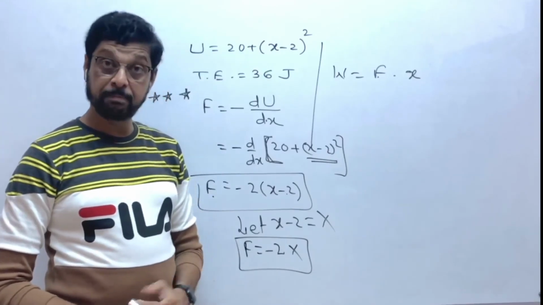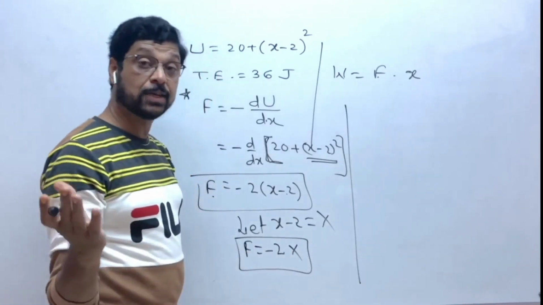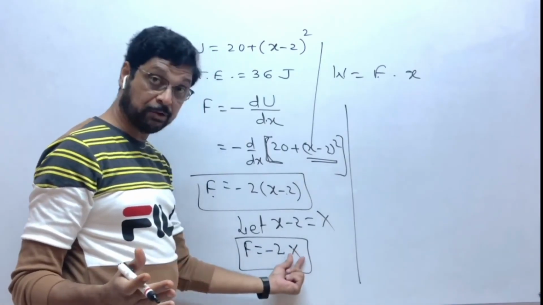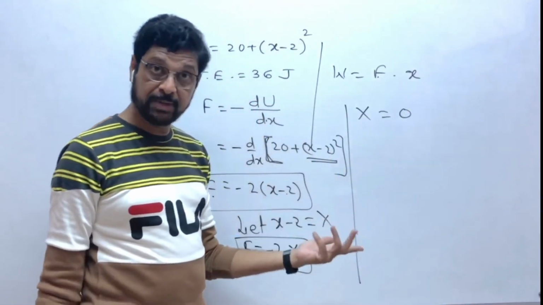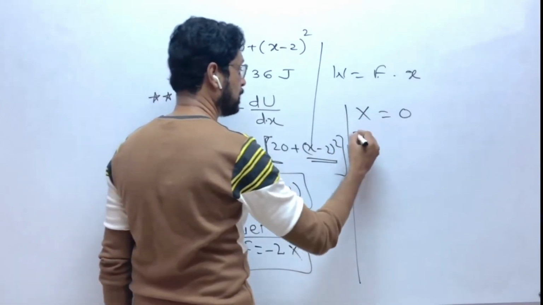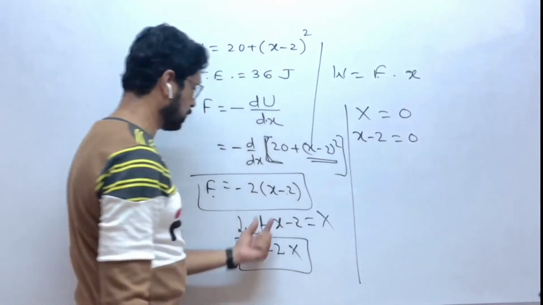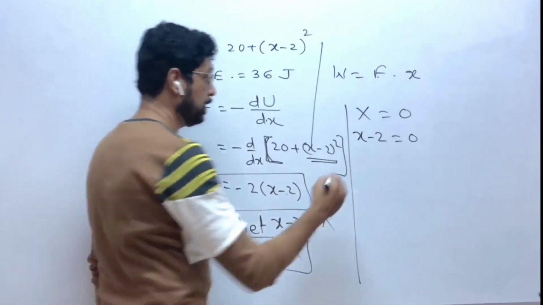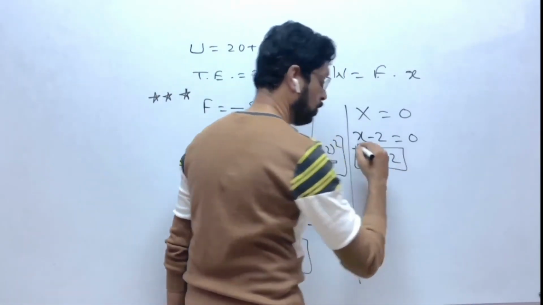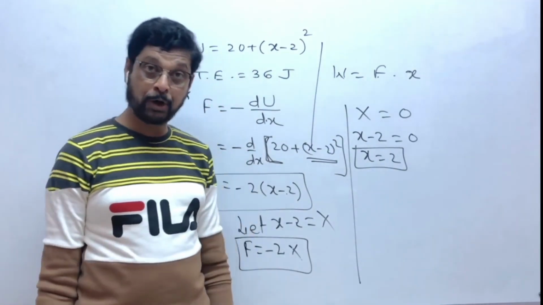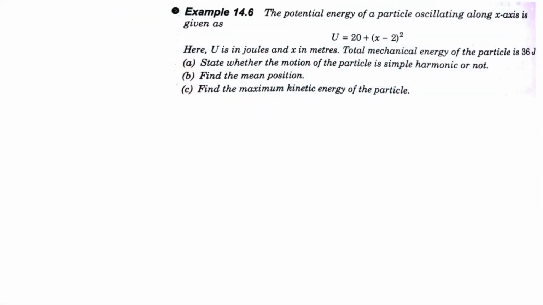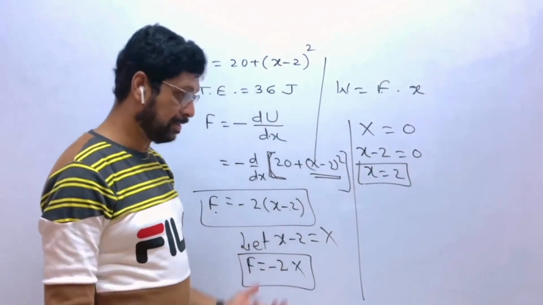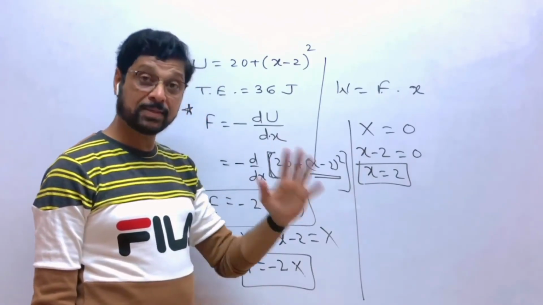Find the mean position. We have to find the mean position. Position is capital X equal to 0. What is capital X? Displacement from the mean position. Capital X equal to 0. Mean position means capital X equal to 0. So capital X equal to 0 means x minus 2 is equal to 0, means x is equal to 2. So the mean position of that particle is at x is equal to 2. Correct? And third question is, find the maximum kinetic energy.